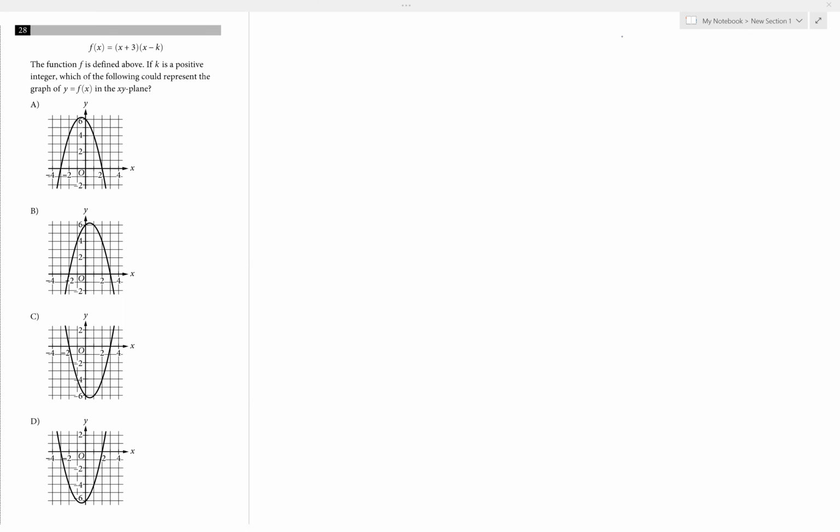Okay, so the function here is f of x equal to (x + 3)(x - k). We know this is going to be a quadratic function, as x times x will be x squared. And if you see the graphs, these are all like a parabola. And this function they give us is in factored form, so it is in the parentheses.